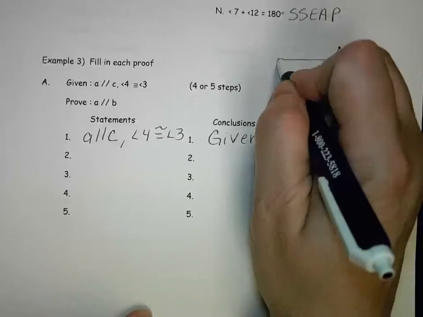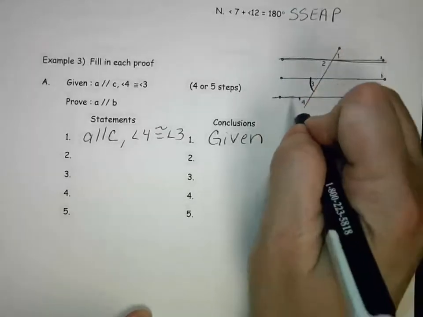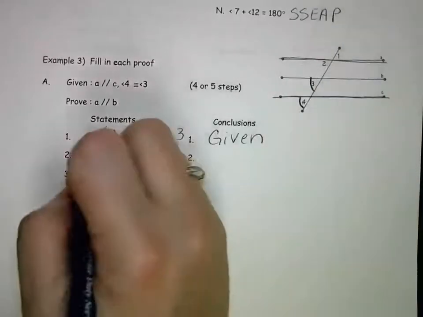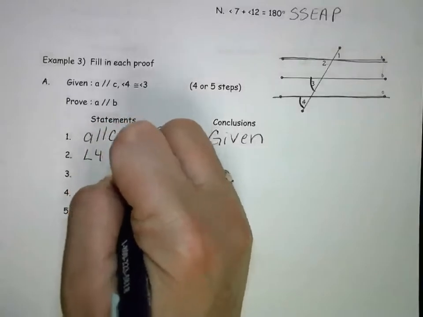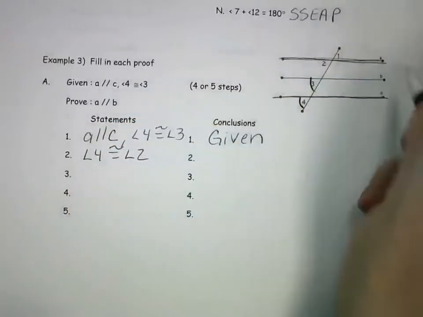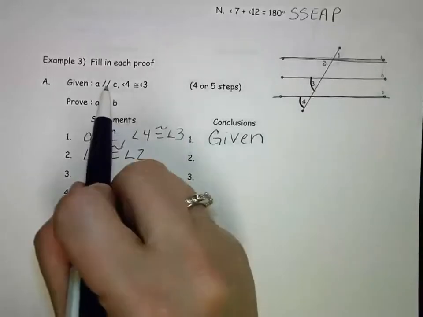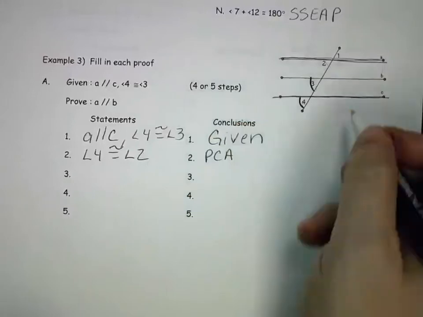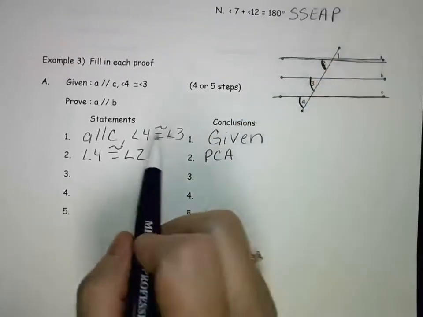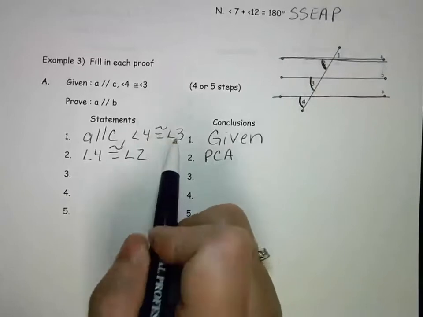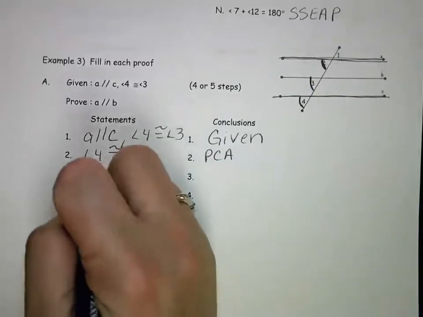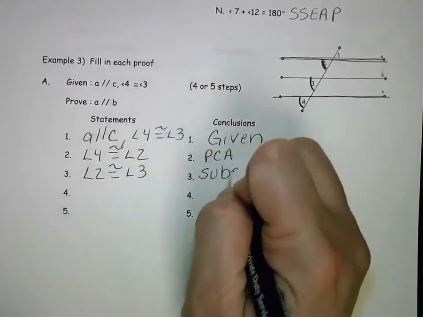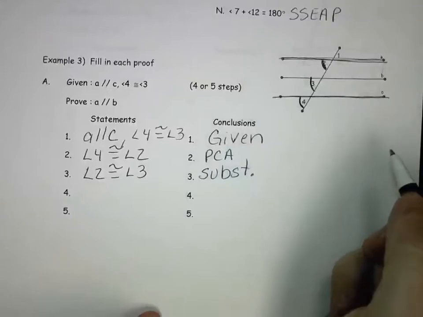Well, if A and C, we know those are parallel, we can then say that angle 4 is congruent to angle 2, because we started with the parallel lines. They told us these lines were parallel, so those corresponding angles are congruent. Well, we know 4 is congruent to 3. 4 is also congruent to 2. So we can say 2 is congruent to 3 by everybody's favorite reason, substitution.